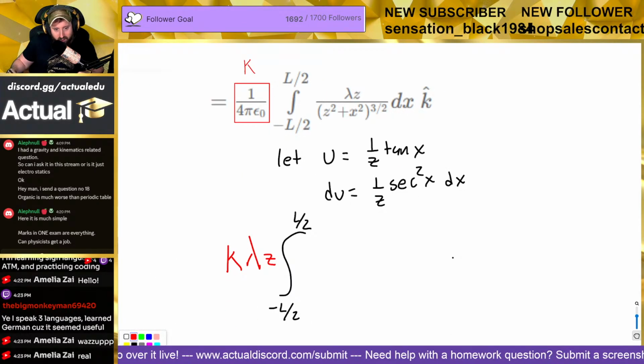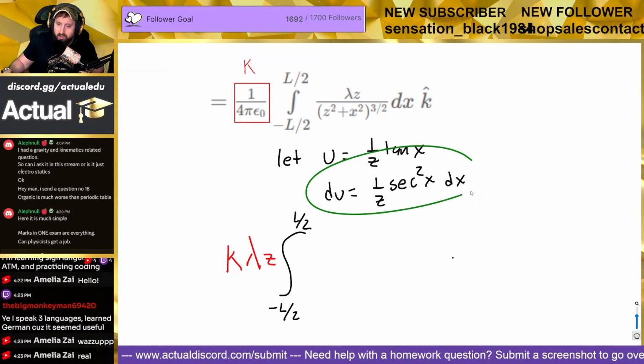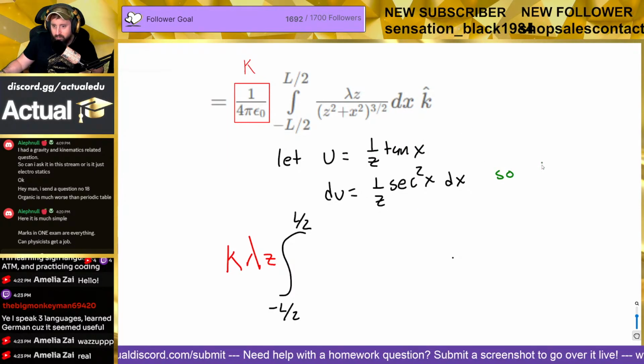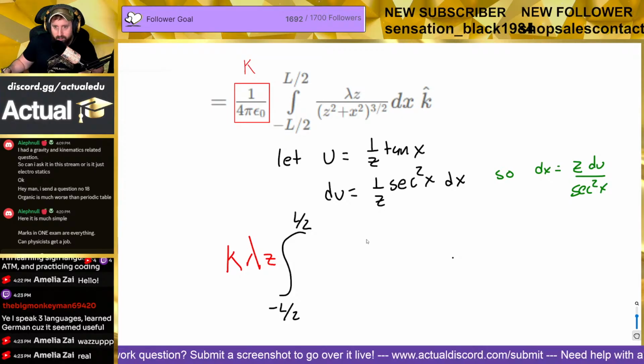Oh, okay. So then I gotta rearrange this. Okay. So dx is equal to z du over secant squared of x. Okay, cool. Great. I think this is a trig substitution.